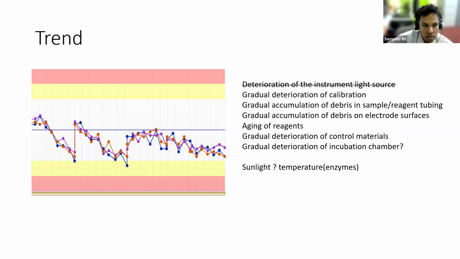If we have done a calibration change, it will be something related to calibrators. If we did maintenance or something, then there's something wrong with that, like accumulation of debris or something related to our system. Even exposure to sunlight can cause this kind of error.